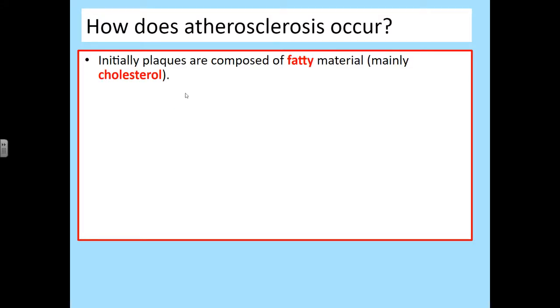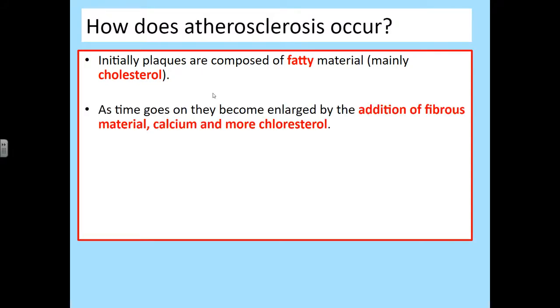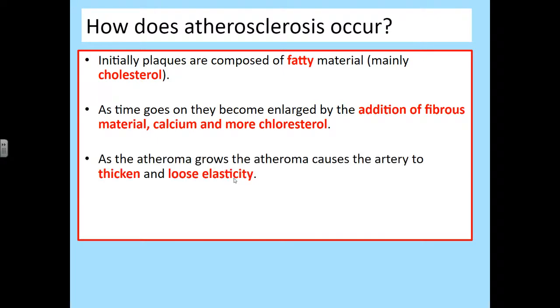Initially, plaques are composed of fatty materials, so mainly cholesterol. So this is what I've just said. As time goes on, however, your body doubles down and adds fibrous materials, calcium, and more cholesterol, and it makes it more of a permanent structure. So less of a temporary store of fat and more of a permanent structure.